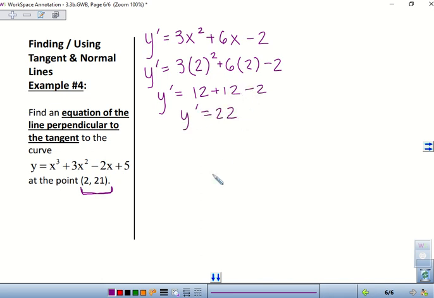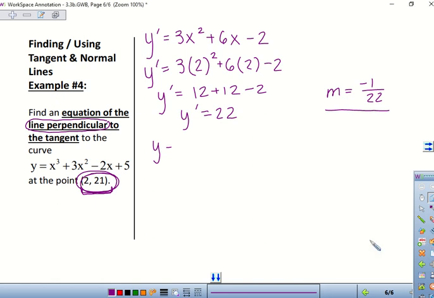What this tells me is the slope of my tangent line, because the slope of the tangent line at any given point on a function is identical to the slope of the function at that point, right? That was all last chapter. This is the slope of the tangent line, but we don't want the slope of the tangent line. We want a line perpendicular to the tangent line. So what is that slope going to be? Negative 1 over 22. And we want a line that goes through this point and has this slope, so what formula are we going to use? Point slope.